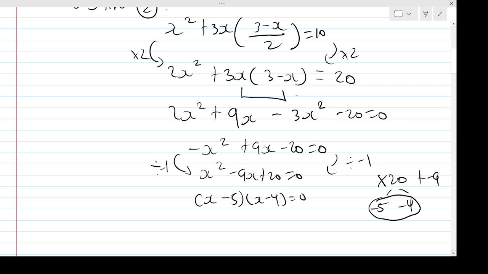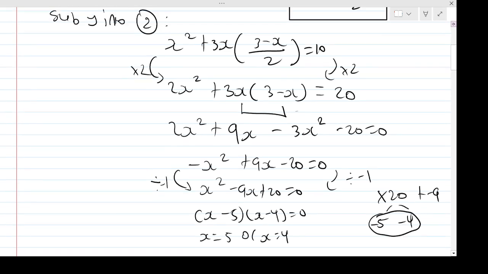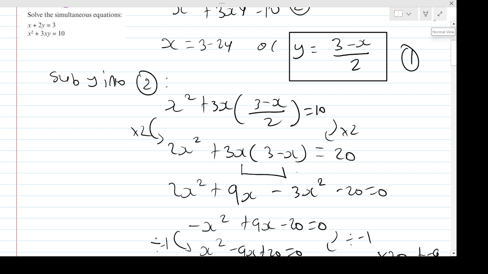And then, as that equals 0, one of the factors has to be 0. So we can say x equals 5 or x equals 4, right? If you set each bracket to 0, I get these two solutions. So we get two solutions, these are the x values. Then remember, as it's simultaneous, there's also a y. I need to solve for y as well.